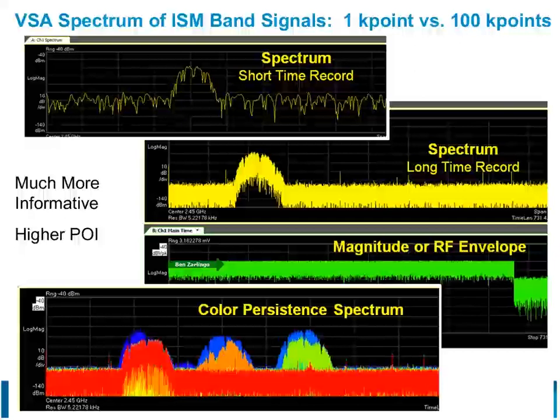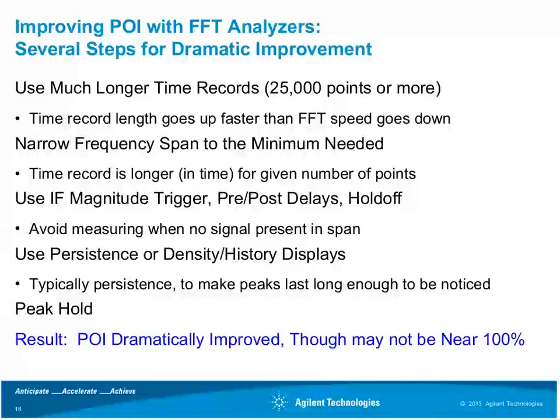So these are things you can do with the swept analyzer, or with the FFT or vector signal analyzers you may already have. A quick summary slide here if you are doing this kind of thing. Several steps can get you a much better, higher probability of intercept view of the signal, and that is using much longer time records, as we've talked about. Typically numbers like 25,000 points or more. Our vector signal analyzers offer FFT lengths up to about 500,000 points.